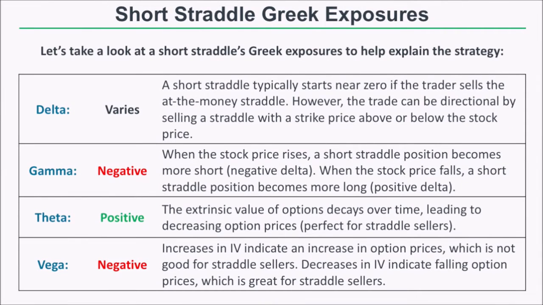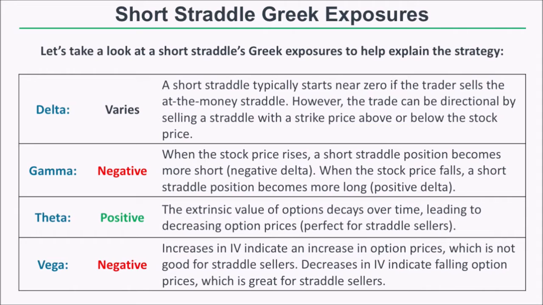So let's briefly discuss the short straddle Greek exposures so that you can understand how the position performs before expiration. Typically you'll be selling an at-the-money straddle, which means that your directional or delta exposure will be right around zero. So you're going to have very little directional exposure to small changes in the stock price. In regards to gamma, a short straddle position has negative gamma. That means when the stock price rises, a short straddle becomes more short because its position delta gets more negative. And when the stock price falls, a short straddle position becomes more long because its position delta will be more and more positive.